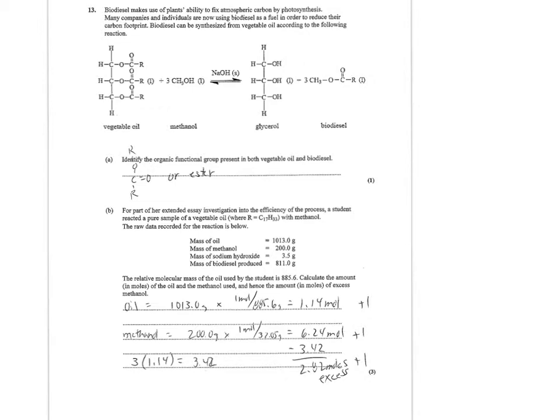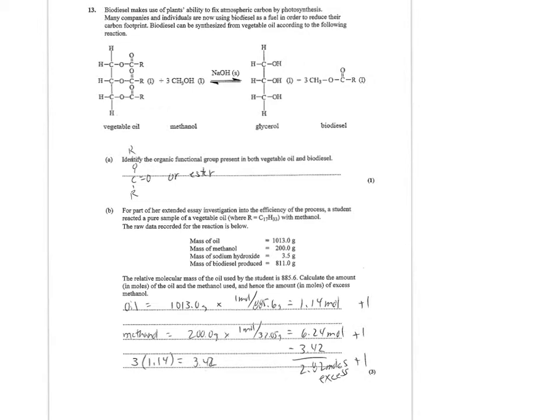and biodiesel produced. And it says the relative molecular mass of the oil used by the student is 885.6 grams per mole. So calculate the amount in moles of the oil and the methanol. So I started with 1,013 grams of that oil, and if I divide by its molar mass, I get 1.14 moles of oil. The methanol, I know, is CH3OH, so its molar mass is 32.05. So 200 grams of methanol is going to be 6.24 moles.